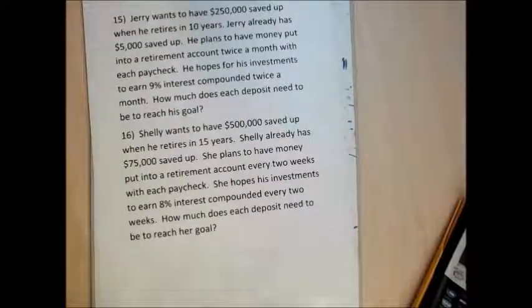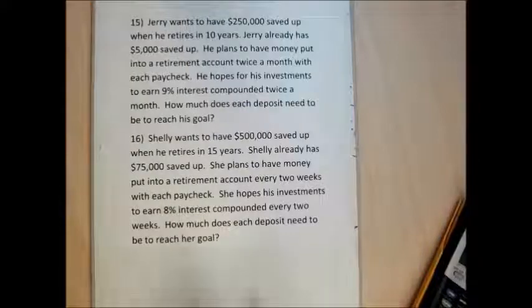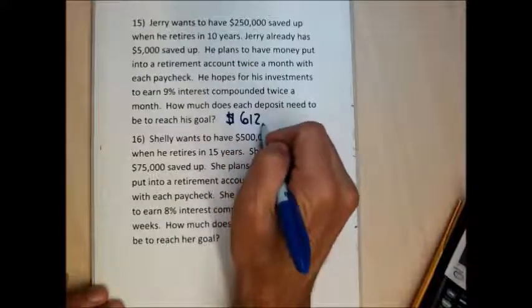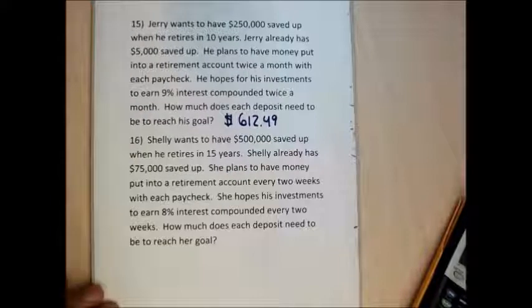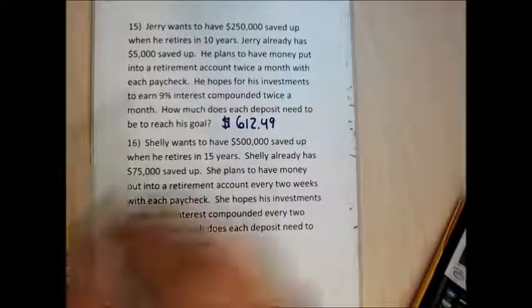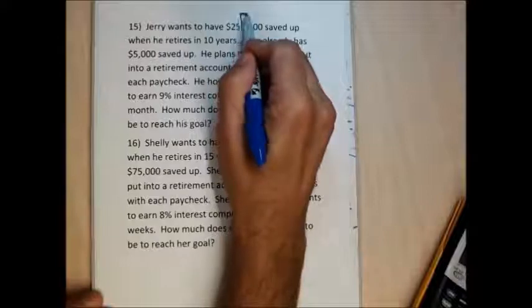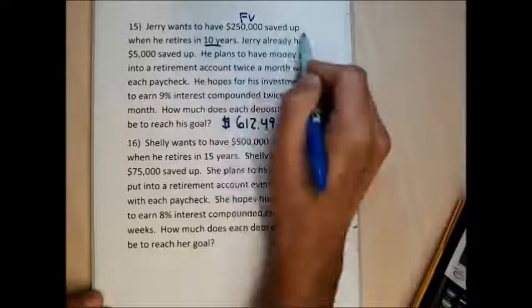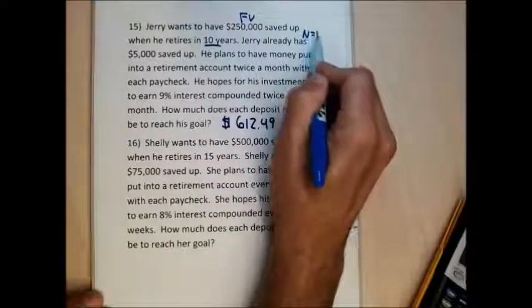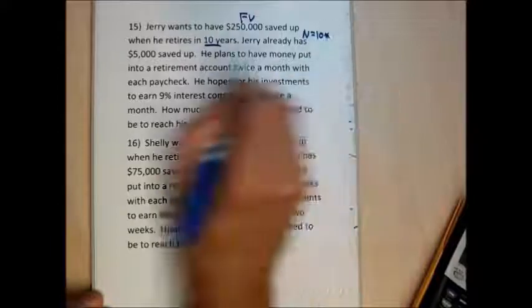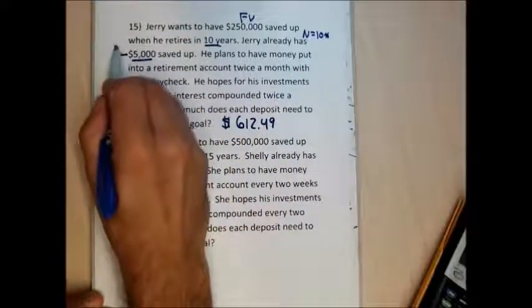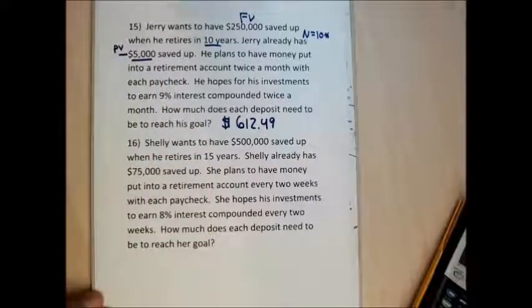All right, once you give 15 a go, and for 15 I came up with $612.49, and I'll talk through it with you a little bit. Again, the amount of money Jerry wants to have saved up in the future has to be the future value. The 10 years is part of the N. The N's going to be 10 times something. The $5,000 already saved up needs to go in as a negative, and it needs to be the PV.